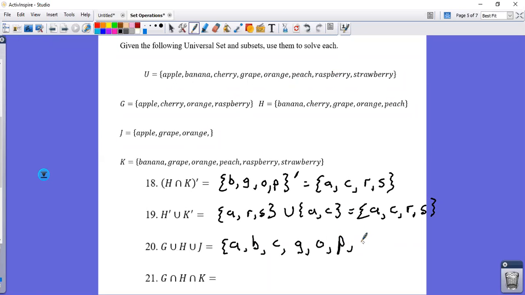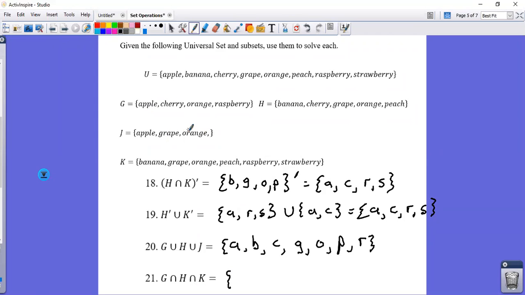Raspberry? Yes. And do any of those have a strawberry? No. So that's everything but the strawberry. The intersection is what they all have to have.